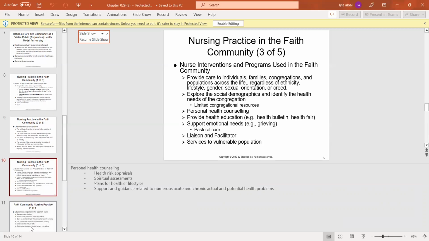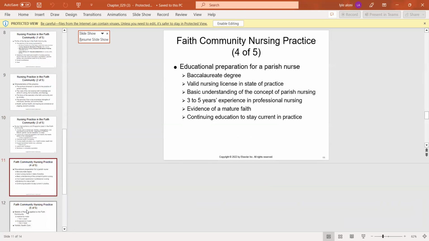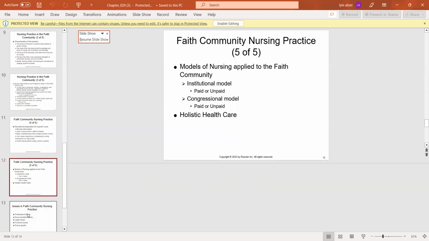We look at personal health counseling, which we use a lot. We'll do health risk assessments, spiritual assessments, planning for healthy lifestyles, and support and guidance. We look at that as well. Services to our vulnerable population as a faith nurse. I'm going to skip that. Community nursing practice: we have models of nursing that are applied to community. We have institutional and we have congregational. Institutional is where you're going to be more out in the community and having other people work with you, whereas in congregational, you're just working with one congregation. Okay, so that's the difference between the two there.